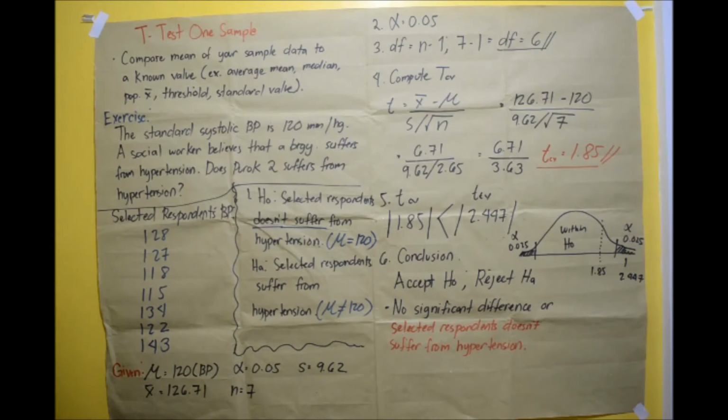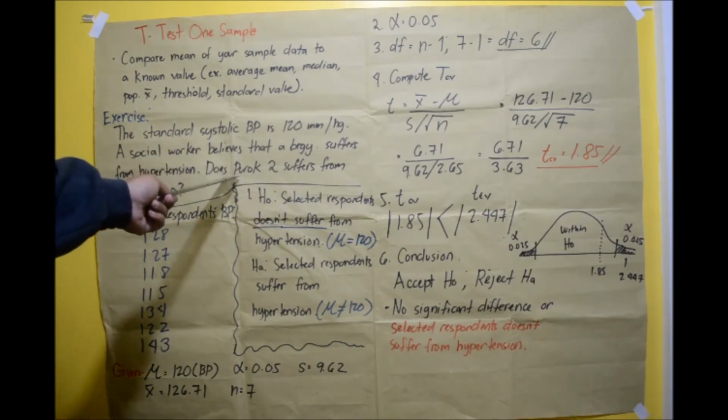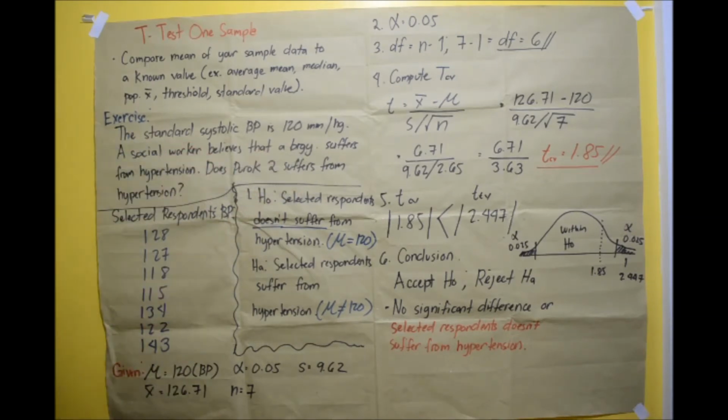The standard systolic BP is 120 millimeters of mercury. So, a social worker believes that a barangay suffers from hypertension. Sorry, I just copied it. If you have your notes, the example is there. Okay, so this is the sample.